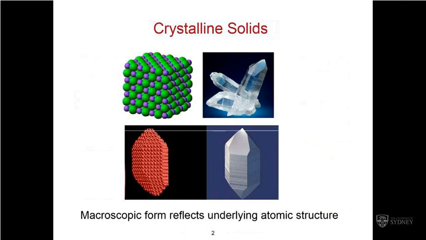Same as here, right? Down at the atomic level, very small, you have these kinds of arrangements. And when you actually grow the larger crystal, very often it takes on the shape of the atomic scale arrangement of the atoms.